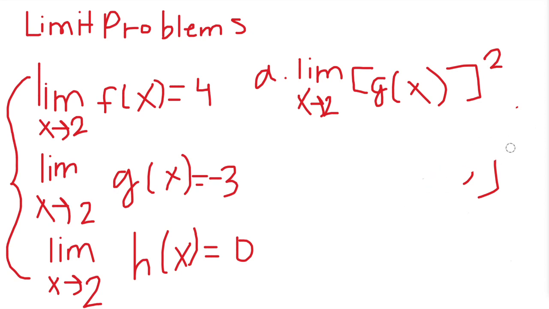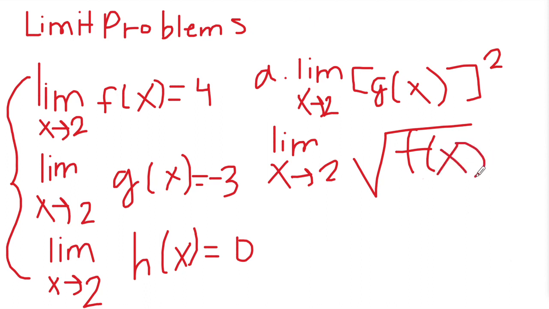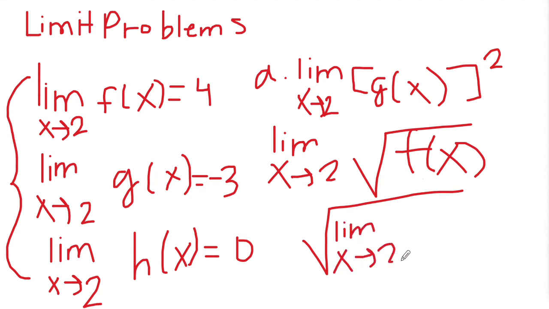Now let's say we have another problem here. Instead of this, we have the limit as x goes to 2 of the square root of f of x. It's the same thing, except you can now apply the square root to the whole thing, as we talked about in limit laws. So the limit as x goes to 2 of f of x we already know is 4, and the square root of 4 equals 2. So our answer would be 2 for this one.